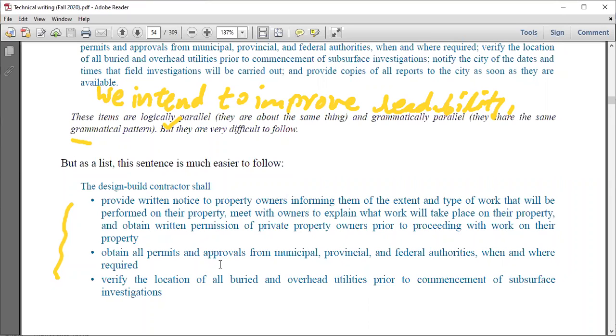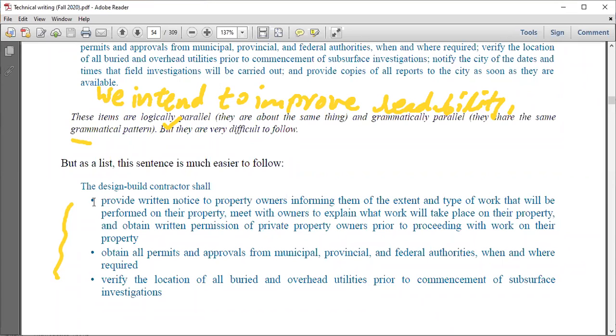If you look at another point, it says obtain all permits and approvals from municipal, provincial, federal authority. So this is a different idea. That's why they have been broken into two different points. One idea in one bullet point, another idea in another bullet point, and this is how we have to make lists. The things which are not related should stand out.